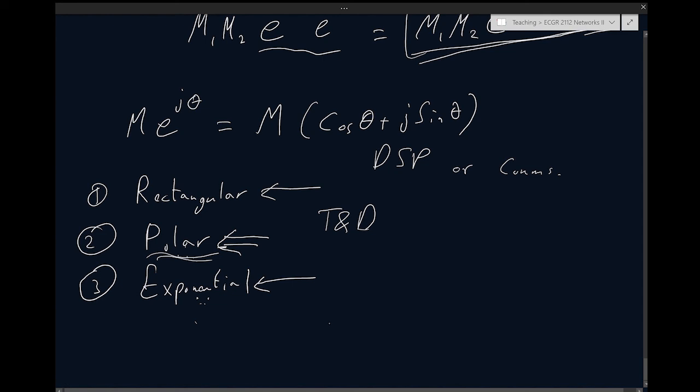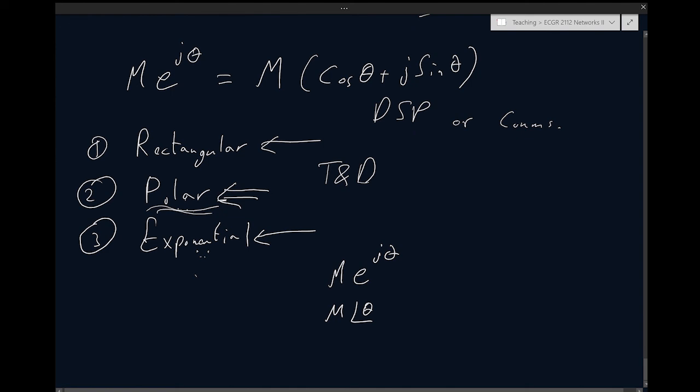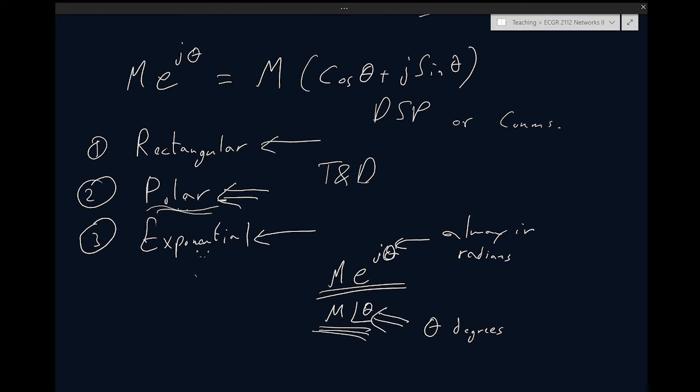You can express a complex number as either m e^(j theta) or m at angle theta. It's the same thing, right? One big difference you have to be aware of is that when you express it in exponential form, theta is always in radians. It has to be in radians for Euler's formula to be true. If you express it in polar form, theta is mostly in degrees. That's what you would see in textbooks or literature that represent complex numbers in this form. That's the only thing you have to be aware of.